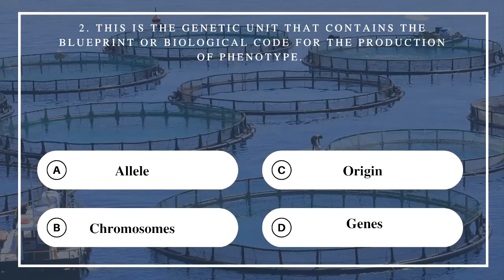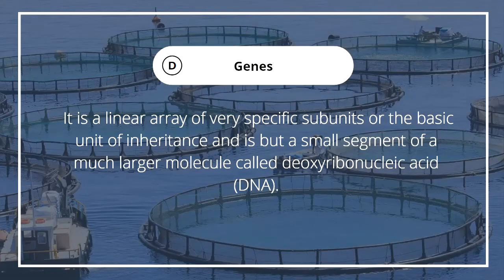Number 2. This is the genetic unit that contains the blueprint or biological code for the production of phenotype. A. Allele. B. Chromosomes. C. Origin. D. Genes. Answer: D. Genes. It is a linear array of very specific subunits or the basic unit of inheritance and is but a small segment of a much larger molecule called deoxyribonucleic acid or DNA.